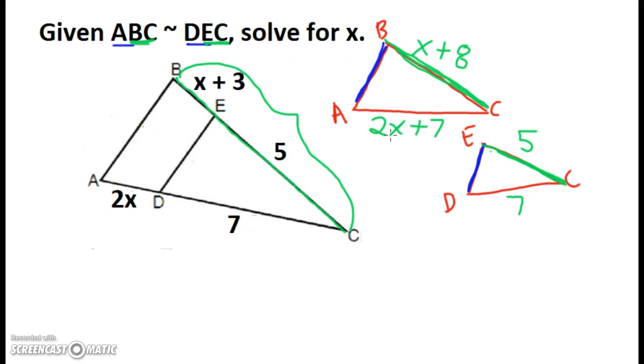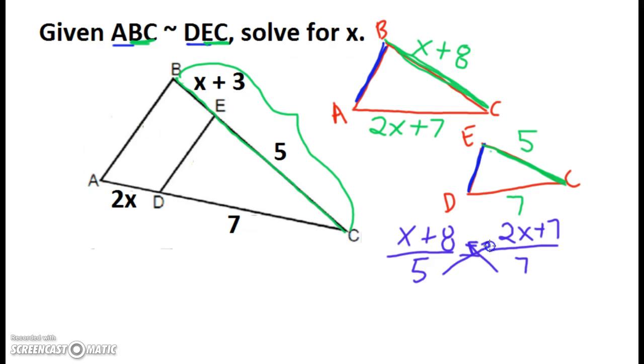All right, and so then you could set up your proportion just from this. You could say green over green equals red over red. So you could do x plus 8 over 5 is equal to 2x plus 7 over 7. And so you would cross multiply. You would do 7 times this whole thing and 5 times this whole thing. So you'd have 7 times x plus 8 is equal to 5 times 2x plus 7.